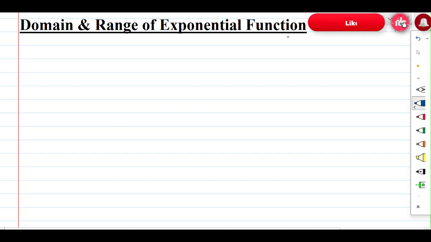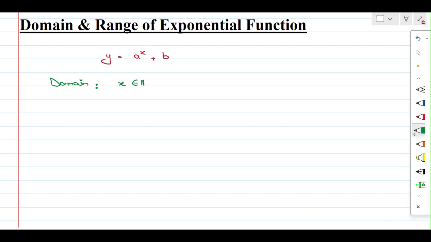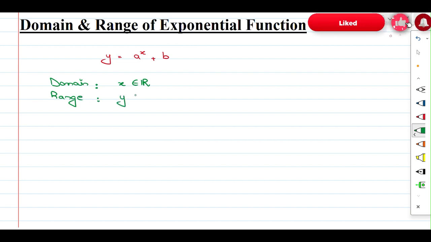Domain and range of exponential function. So exponential function has a form y equals a to the power x plus b, right? For such an exponential function, domain is all real numbers and range is y is greater than that b value. That is your range, right?